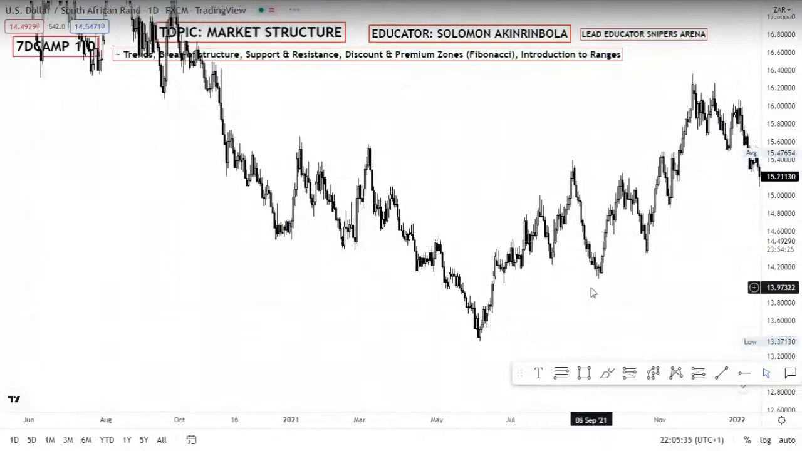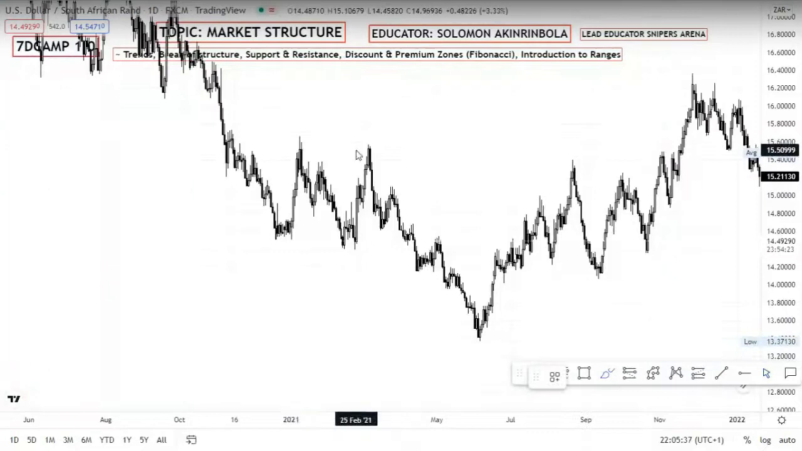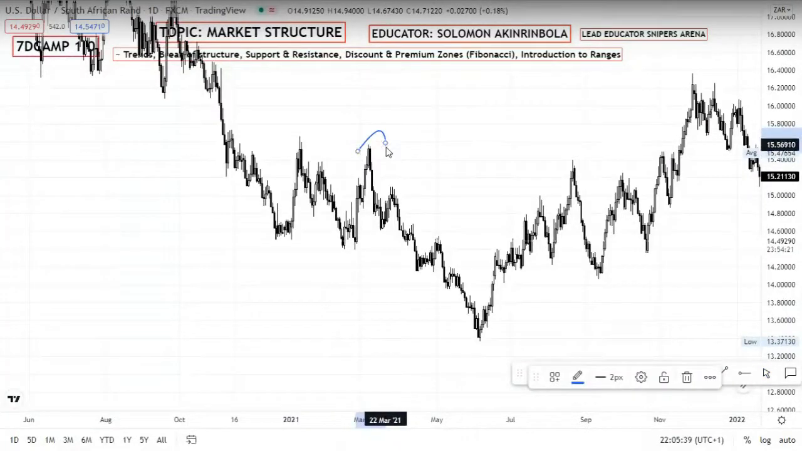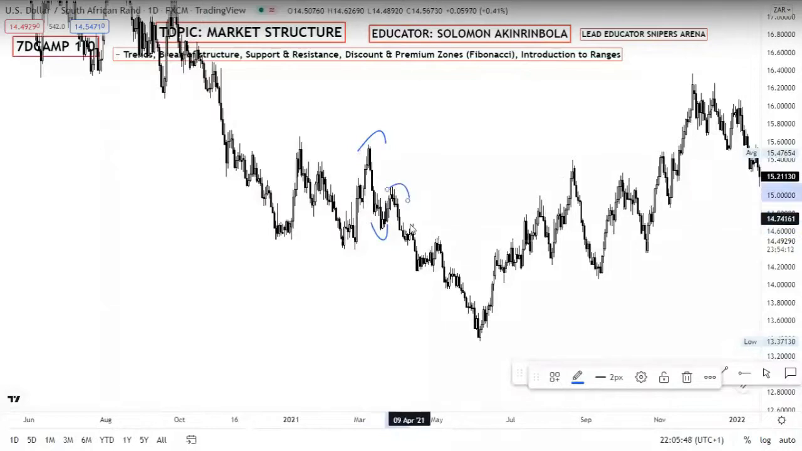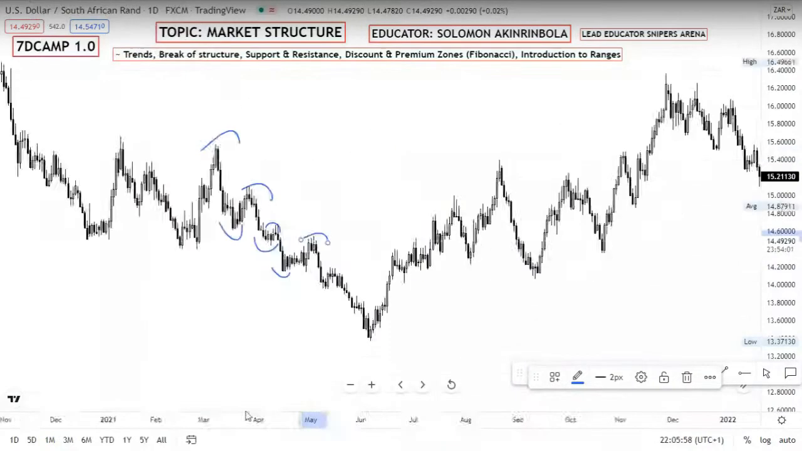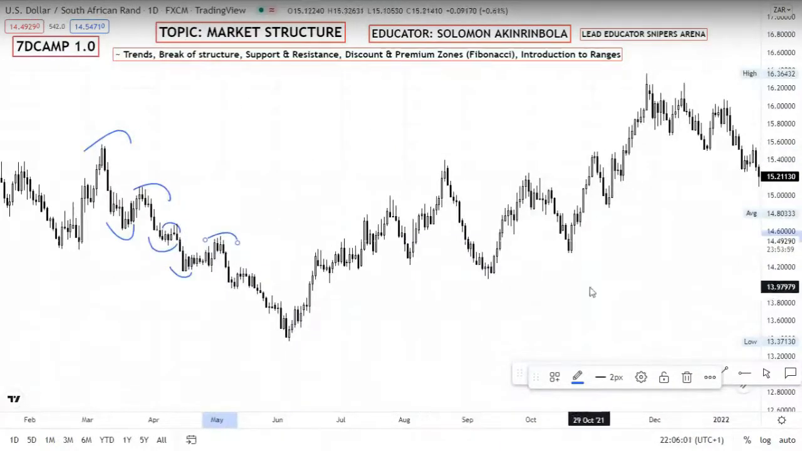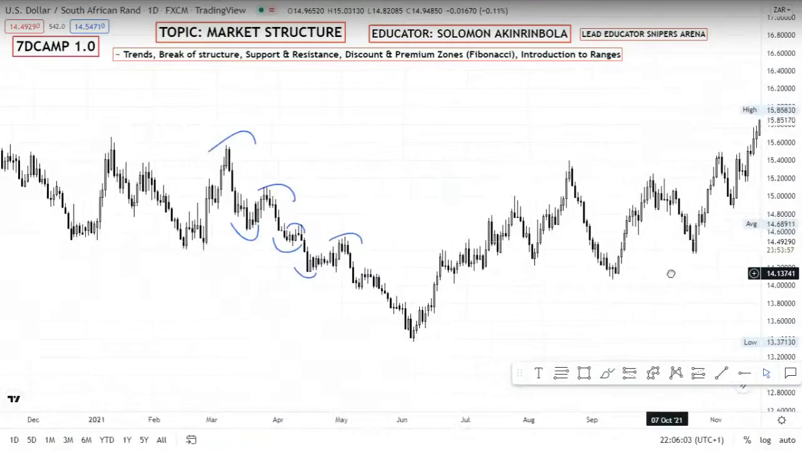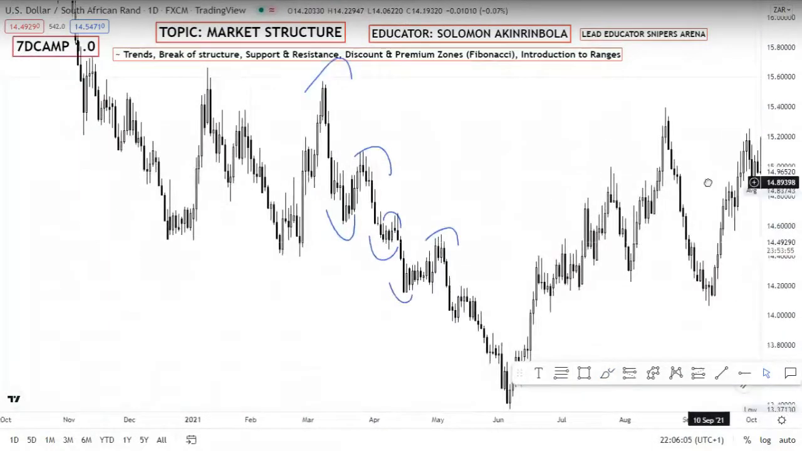First thing, guys, what can you see? High, low. Don't forget it's a daily time frame. Daily, right? Lower high, lower low, lower high, lower low, lower high.